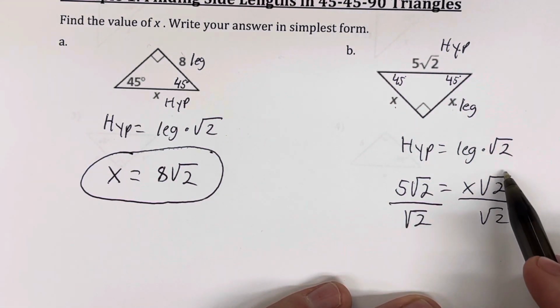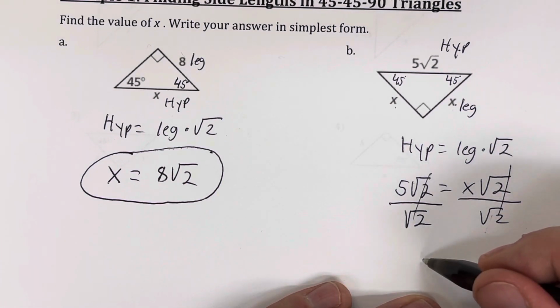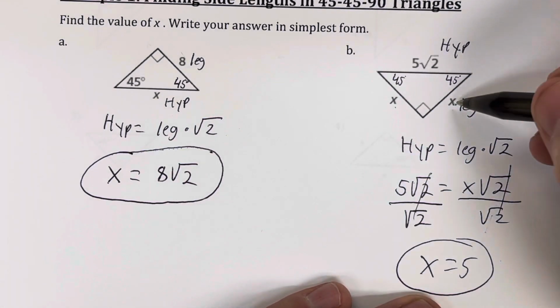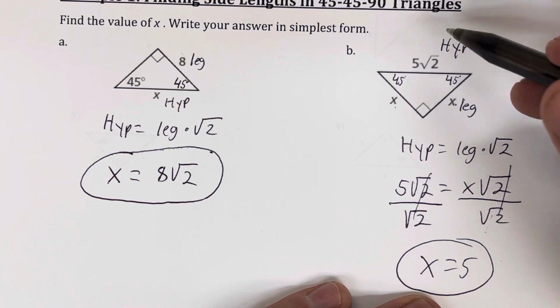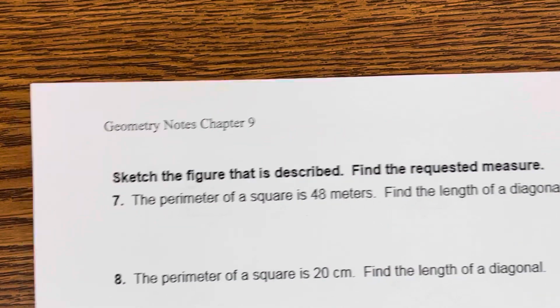In this case, these both cancel, bam, bam, and I'm left with x equals 5, which kind of makes sense. If I were to backtrack, if the leg is 5, the hypotenuse is 5 times the square root of 2. Okay, so we left it in exact form. All righty. On to a couple more.